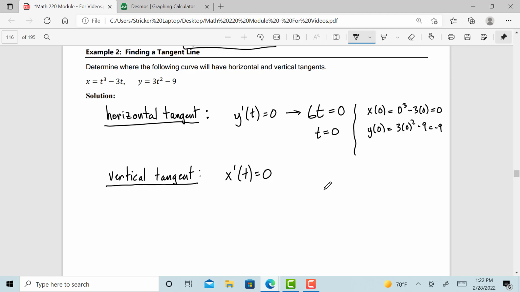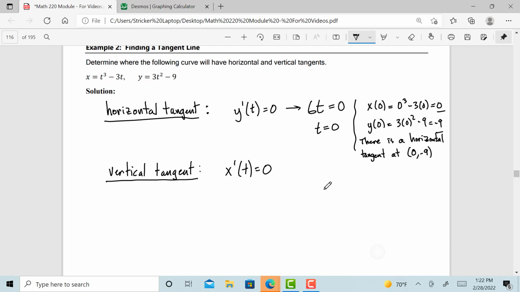So that tells us where there's a horizontal tangent. There is a horizontal tangent at the point (0, negative 9). X is 0, y is negative 9. All right, so in a similar fashion, we can find where we have a vertical tangent. Go ahead and find that on your own. Okay, let's go ahead and check your work.